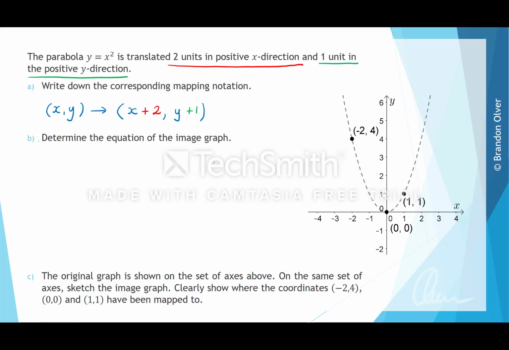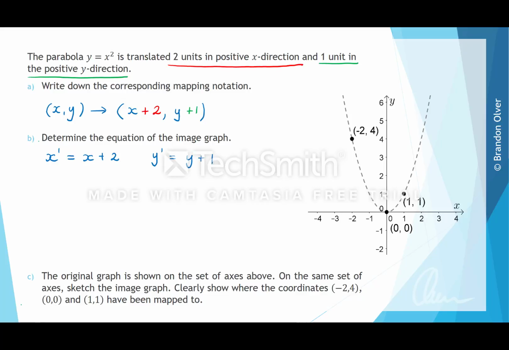For part B, we want to determine the equation of the image graph. So what we do is we take our mapping notation from part A and we generate 2 equations. The first one says that the transformed x coordinate, x dash, is equal to x plus 2, and the second equation is the transformed y coordinate, y dash, is equal to y plus 1.